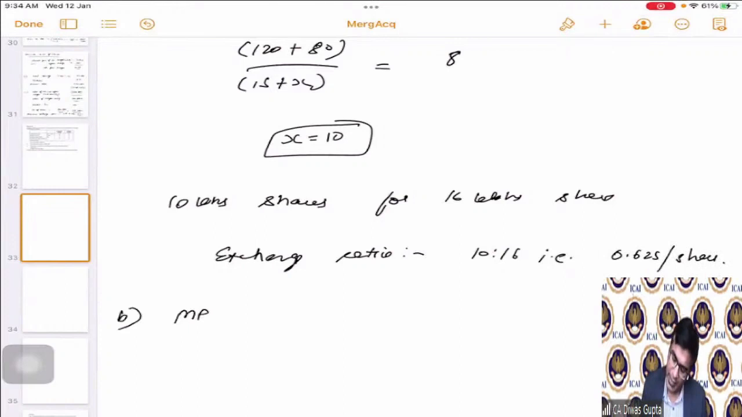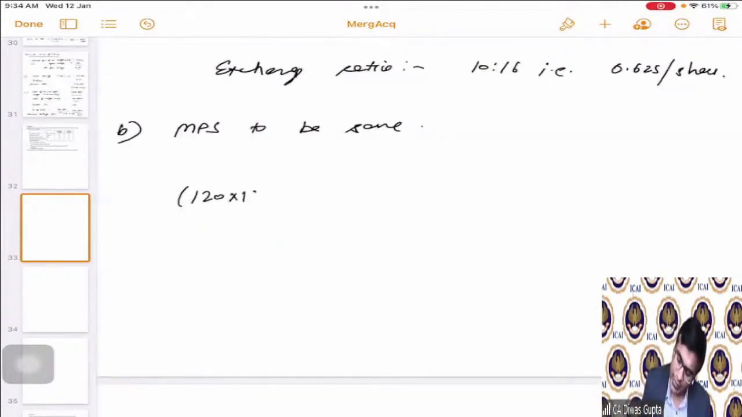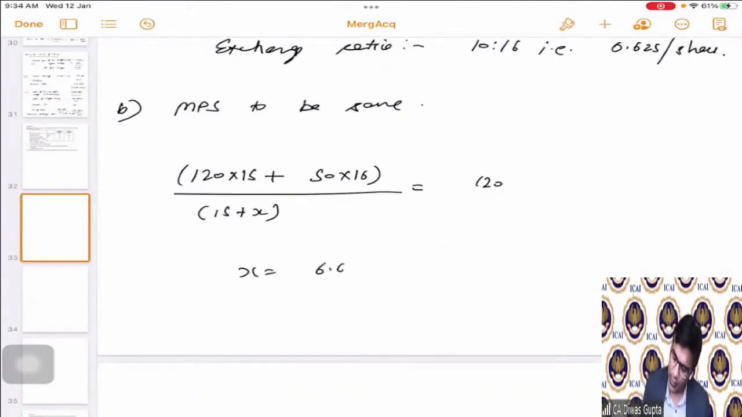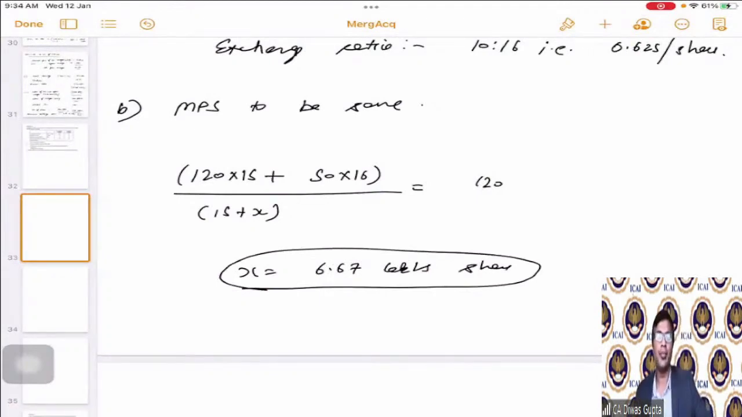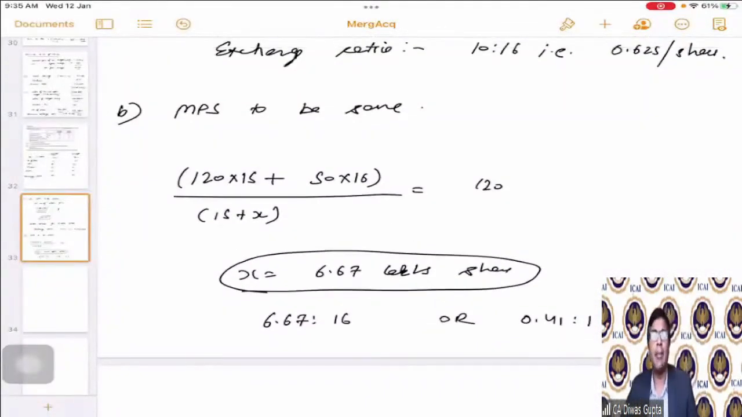Now the B part says that MPS is to be the same. In that we can equate the MPS. Now 120 multiplied by 15 is the current value. 50 multiplied by 16 is the current value for both of them respectively. And 15 plus X is what we are going to issue. And 120 is the current market price, which we are going to equate to it. Correct? So X, if we solve this, comes as 6.67 lakh shares. So for every 16 lakh shares, 6.67 lakh will be issued. That means the exchange ratio will become 6.67:16, or we can say 0.41:1. This is the maximum exchange ratio acceptable for making the MPS the same.